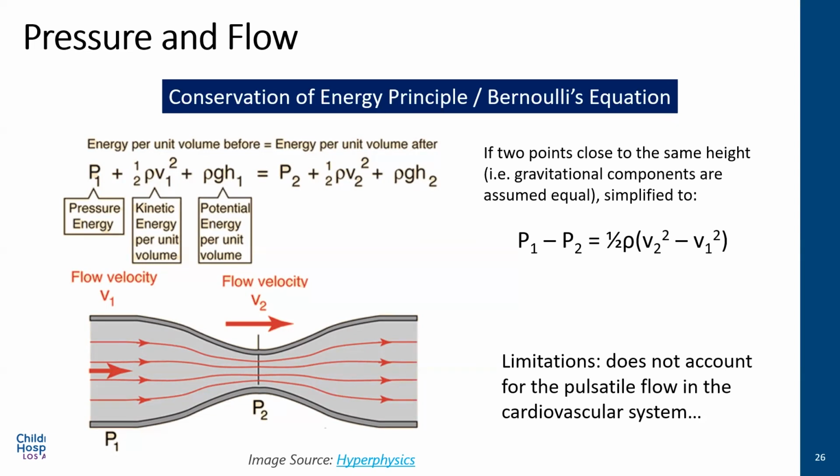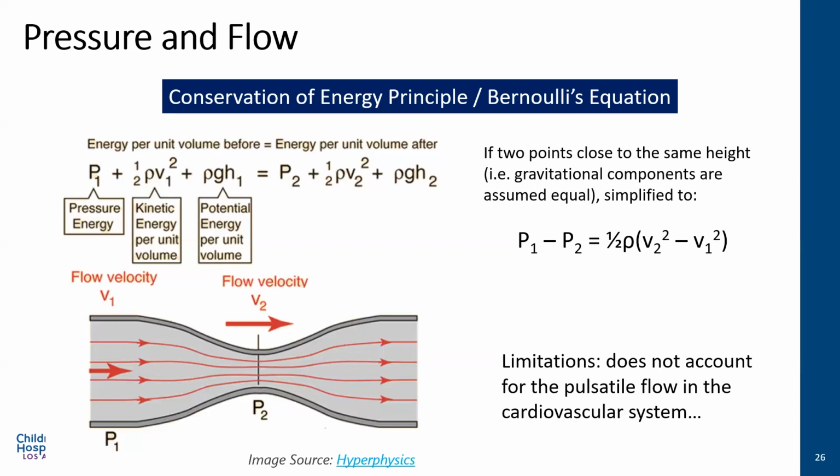And pressure is a form of potential energy that can be converted to kinetic energy in the form of flow. So the Bernoulli equation, or this principle, states that energy at all points within a closed system must be constant. You can't create it or destroy it, and it must be transferred from one form to another. If your measurements at 2 points are close to the same height, then the gravitational components are assumed equal, and you can simplify it to the equation on the right, which I think is what we're more familiar with.